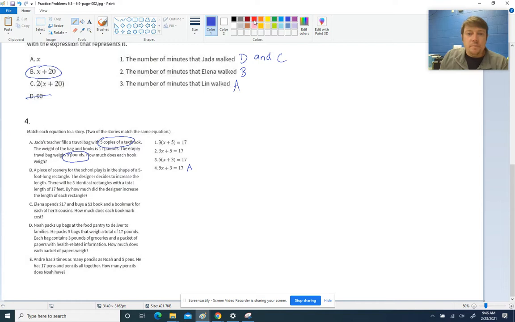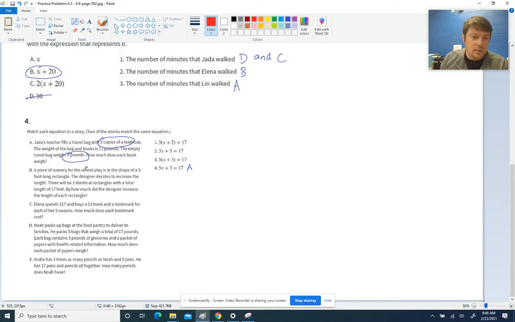A piece of scenery for the school play is in the shape of 5-foot-long rectangles. So that means that I've got 5-foot-long rectangles. That's 5 happening over and over and over again. The designer decides to increase the length. There will be 3 identical rectangles with a total length of 17. By how much did the designer increase the length of each rectangle?